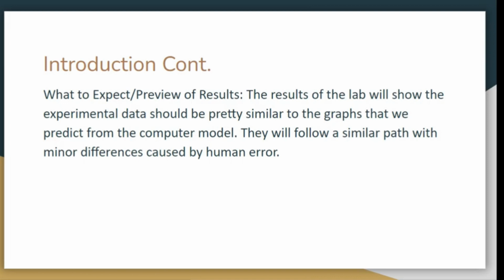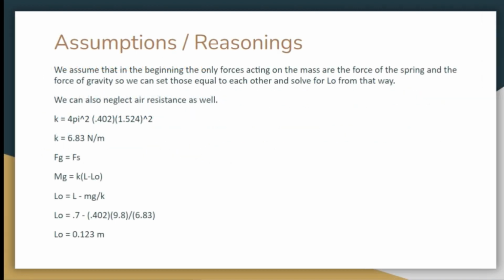We can also expect that the results of the lab will show the experimental data. This should be pretty similar to the graphs we predict, and it should follow a similar path with only minor differences being caused by human error. We also assume that the only forces in the beginning acting on the mass are the spring force and the force of gravity, so we can set them equal to each other and solve for L, which is the original relaxed length. We can neglect air resistance as well. So here is solving for K, as we found earlier, and this is solving for L. First, you set Fg equals Fs, and then solve for L, and we just plug in the values for it.